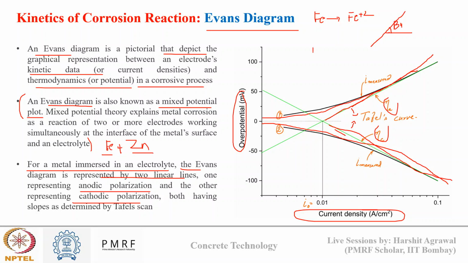Then the cathodic reaction will be Fe2+ converting into Fe. So for this, the Tafel plot will look like this, and its slope will be beta c. This is how the Evans plot diagram is plotted for every metal. It is represented by two lines: this is my anodic polarization line and this is my cathodic polarization line, and this is my equilibrium point where the reaction kinetics for both backward and forward reaction are the same.